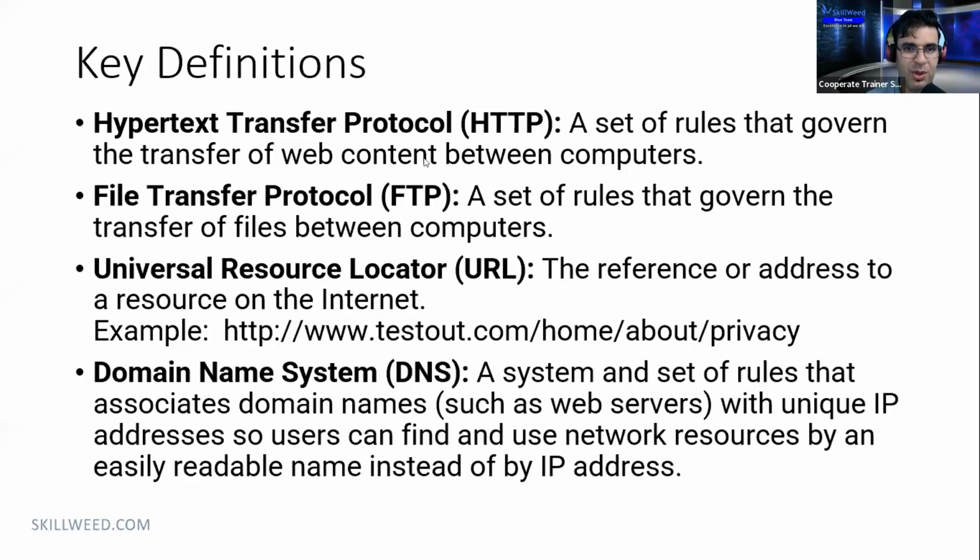So those are the protocols. They're all set by these kinds of communities, and they make sure that you can communicate and transfer files, with a set of rules on that. One of them is the Uniform Resource Locator, the reference or address to a resource on the internet. The Domain Name System, DNS, one of the most important things, is a system and set of rules that associate domain names, such as web servers, with a unique IP address, so users can find and use network resources by an easily readable name instead of an IP address.